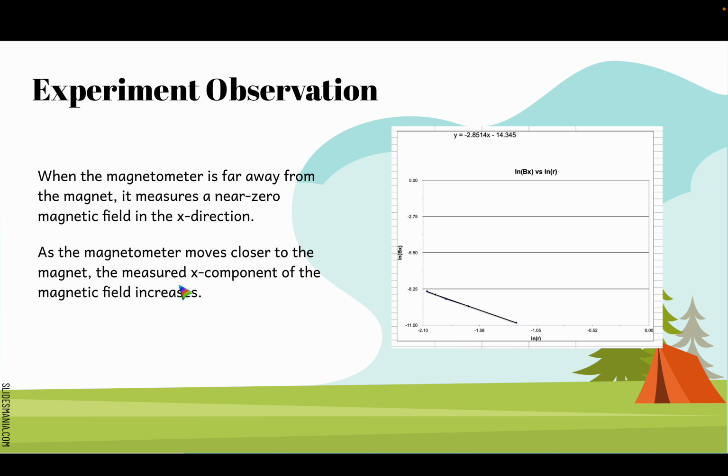And in the experiment observation, I find that when the magnetometer is far away from the magnet, it measures a near zero magnetic field in the x direction. And as the magnetometer moves closer to the magnet, the measured x component of the magnetic field increases.